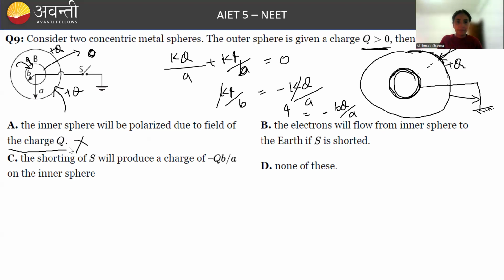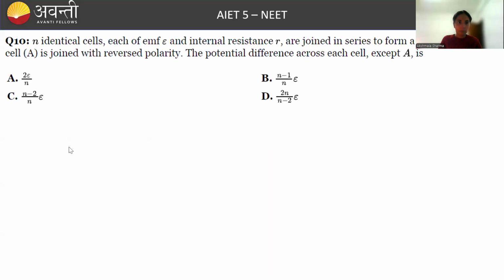So it is said here the electron will flow from the inner sphere to the earth. No. If the inner sphere loses electrons, it will gain positive charge. But here we are getting negative charge, so this is also false. The sorting of S will produce a charge of minus bQ by a on the inner sphere. Yes, correct. Okay. So the correct option is what? C.